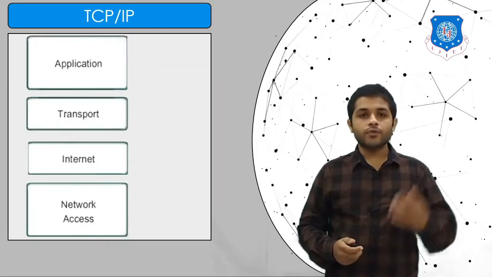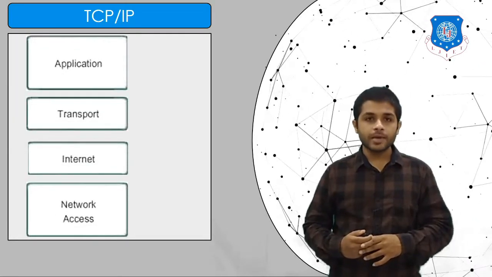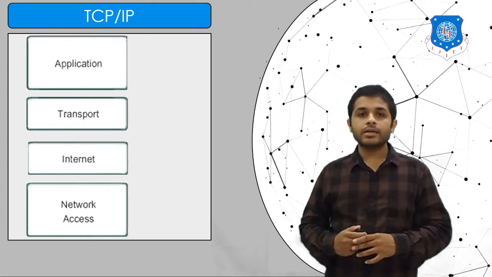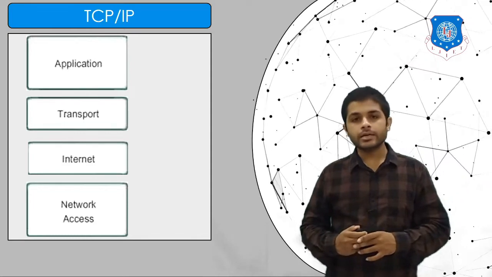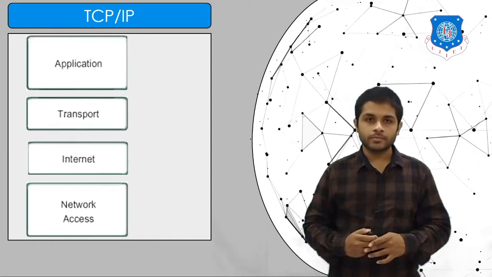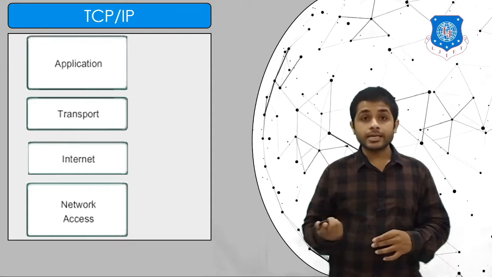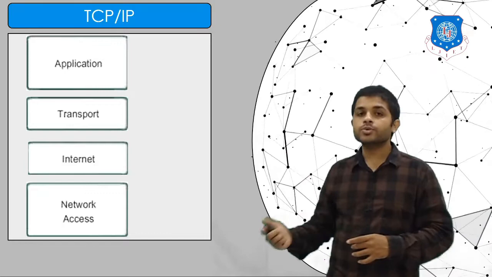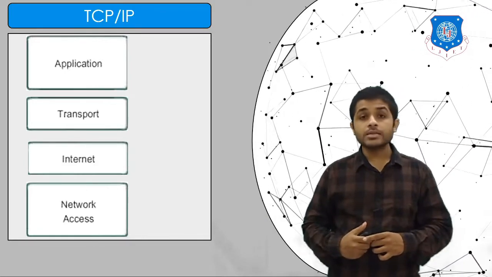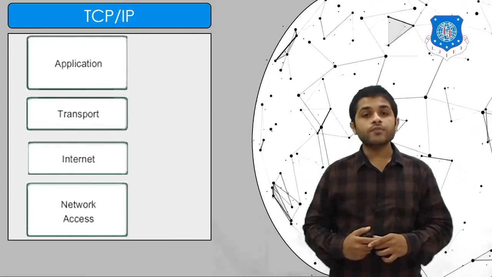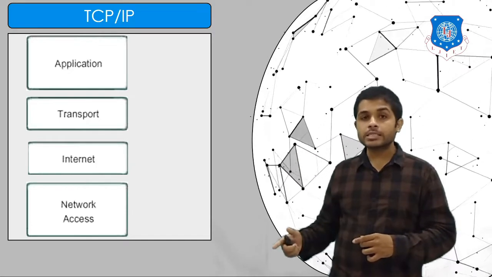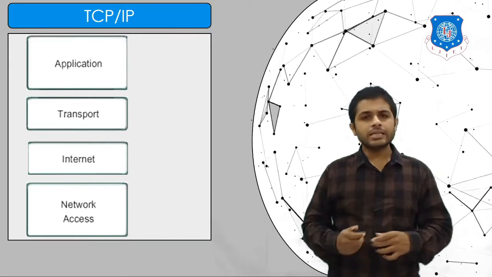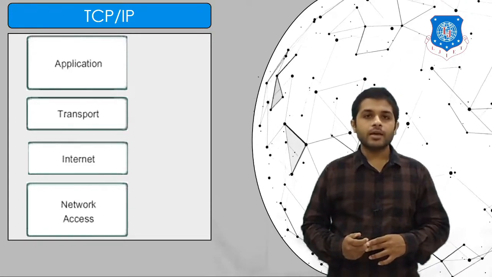So these are the 4 layers for TCP/IP. The top layer is the application layer. After that there is the transport layer, then the internet layer, and the network access layer. When the sender sends data, the flow of the data will be from the application layer to the network access layer. And when the receiver is receiving data, the flow of the data will be from the network access layer to the application layer, meaning bottom to top. Let's compare TCP/IP and OSI.